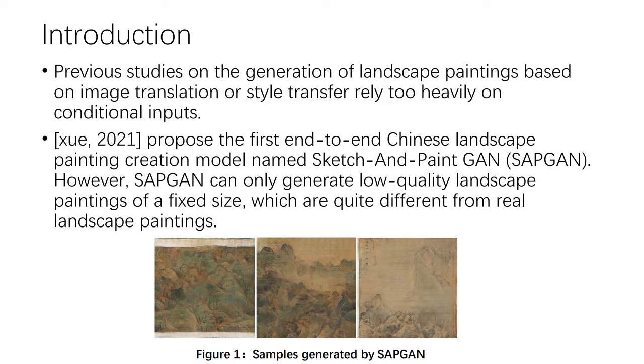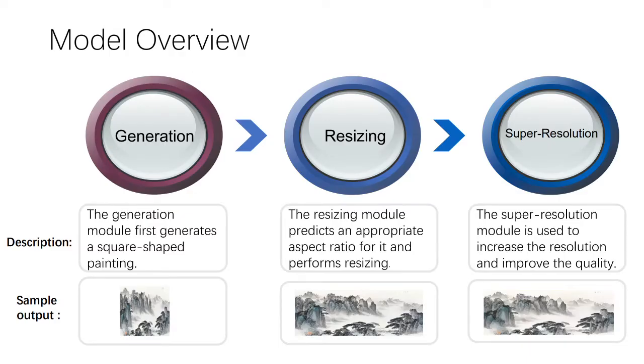To generate Chinese landscape paintings without conditional images, a prior work proposed the first end-to-end Chinese landscape painting creation model, named Sketch and Paint GAN. However, Sketch and Paint GAN can only generate low-quality landscape paintings of a fixed size, which are quite different from real landscape paintings. To further improve the quality of Chinese landscape painting generation, we introduce a modular landscape painting creation system.